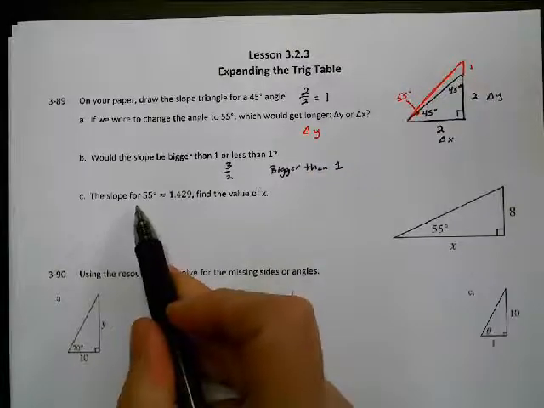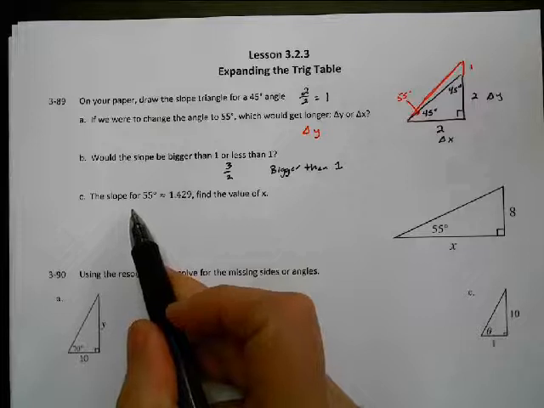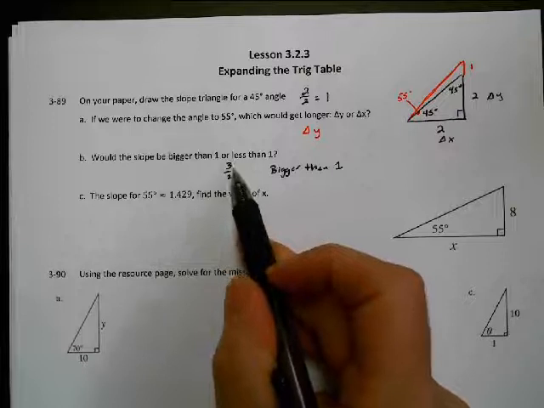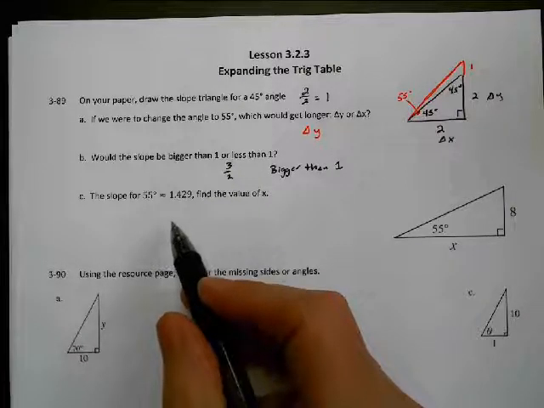And in fact, the slope for a 55-degree angle is 1.429. That's actually pretty close to what I wrote here. This is 1.5. I was just guessing. I hadn't even read ahead.